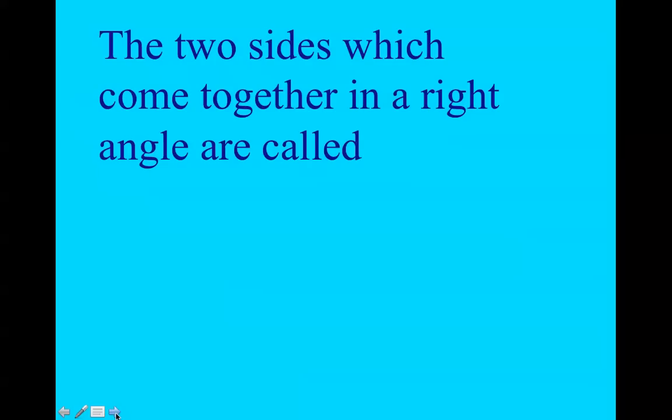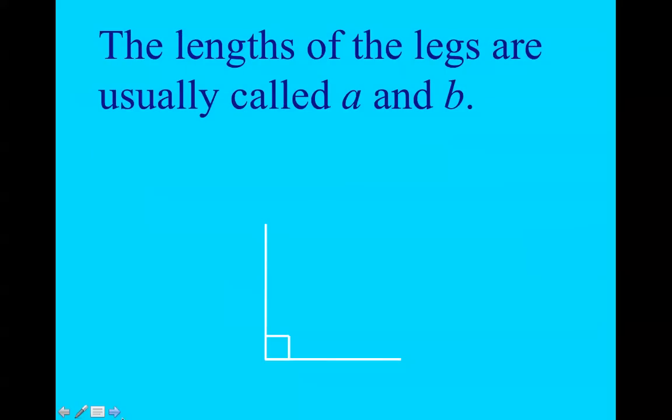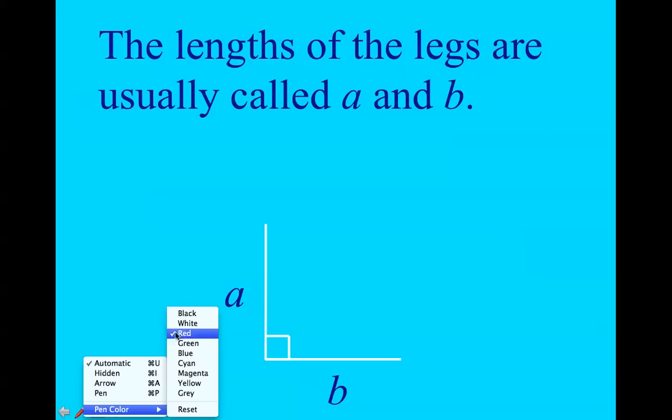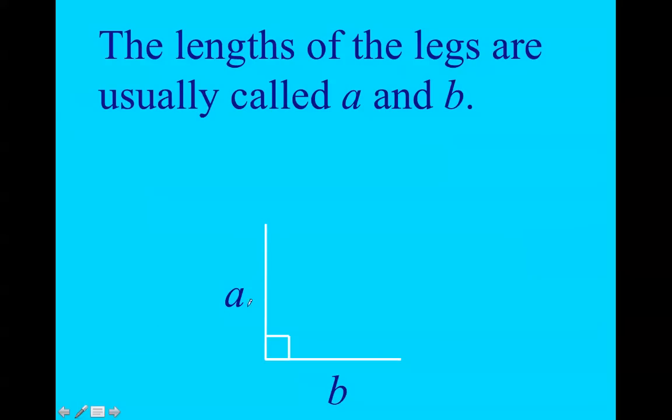Now, the two sides which come together in a right triangle are called the legs of the triangle. Instead of just calling them the legs, we also usually call them by the variables a and b. Now this is important to understand. Right here, this is labeled A. Right here, this is labeled B. You can definitely switch them around. This could be called B. This could be called A. It doesn't matter because they're both legs.